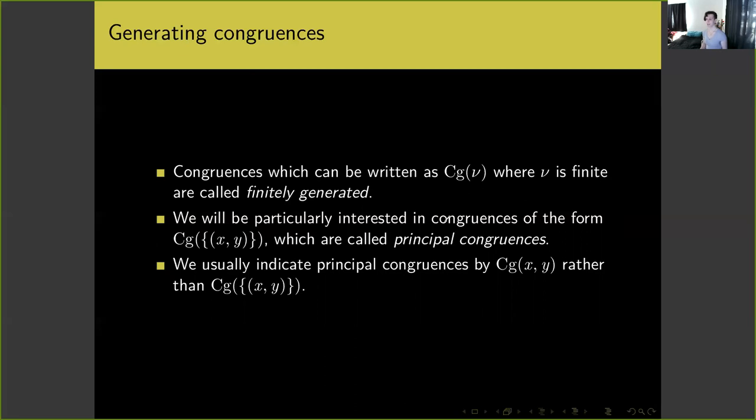We're going to be particularly interested in congruences of the form congruence generated by the set containing a single pair x and y. So this pair x, y is a single element of A squared, where A is the universe of our algebra. And we're going to call those principal congruences. We'll actually indicate those principal congruences by congruence generated by x y, rather than this messier notation, which puts us into a horrible, messy nest of brackets that we can't find our way out of.